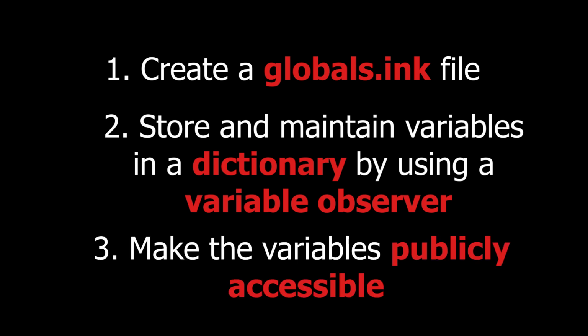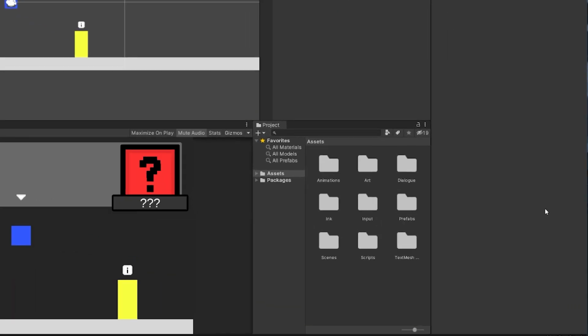And finally, we can publicly expose the dictionary that's storing those variables so that other scripts can reference the variable state. With all of that said, let's jump into Unity and start implementing this.